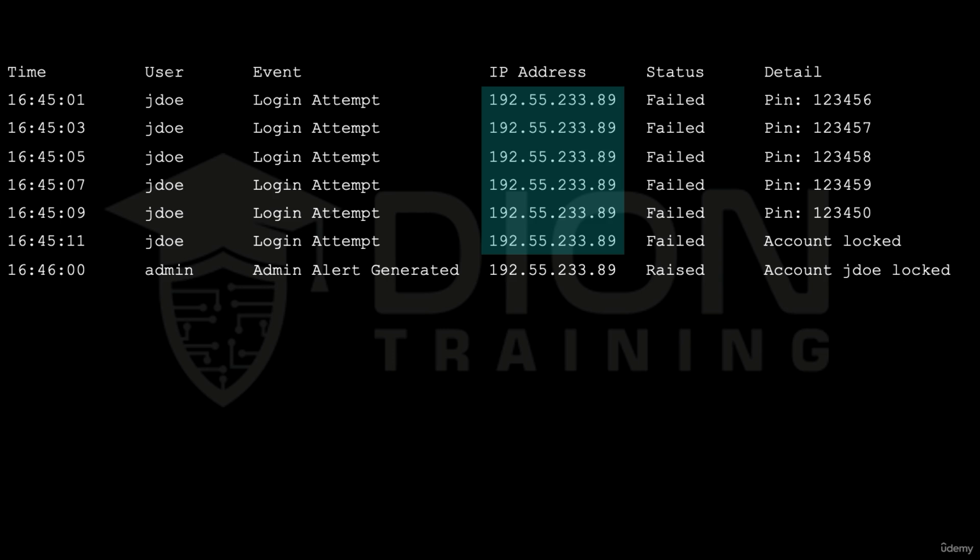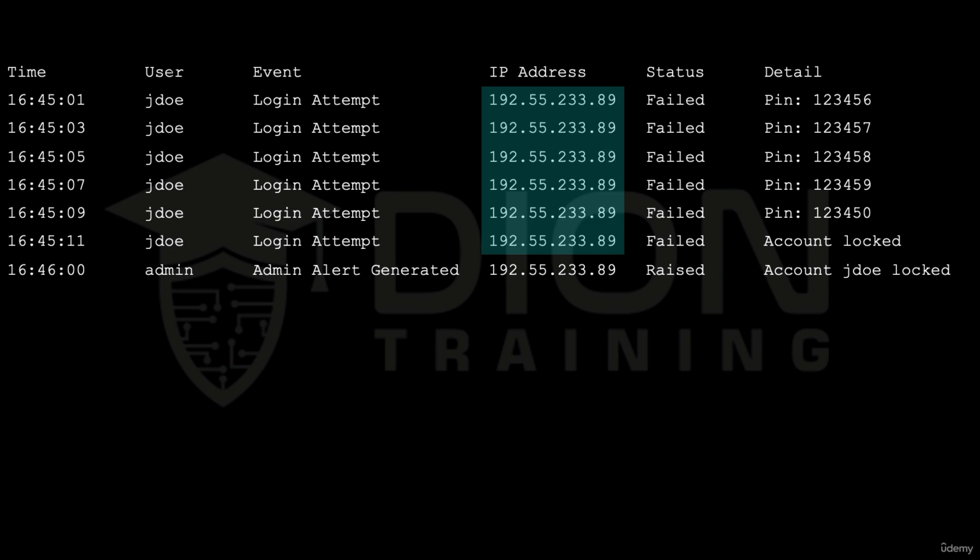Then we see the detail. On this system, they're logging in using a smart card with a PIN, and that PIN is a 6-digit unique code to that user. So somebody may have gotten a hold of this person's smart card and tried to log in as if they were them by guessing these PINs. They started out with 123456, then went to 123457, 123458, 123459, 123450, and after the fifth attempt, that account was locked out for failing to log in too many times. We also generate an alert to the admin to let them know that this user, J. Doe, had their account locked because of failed login attempts 5 times in a row.